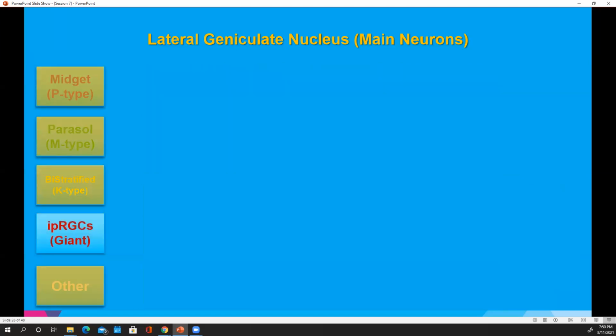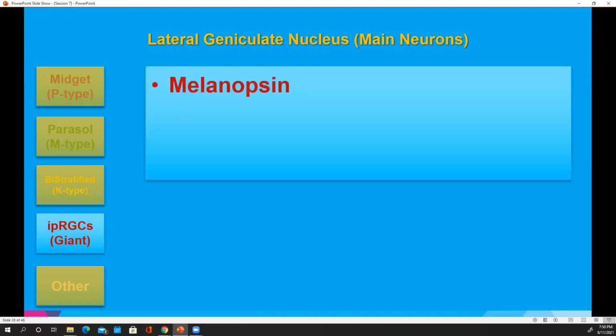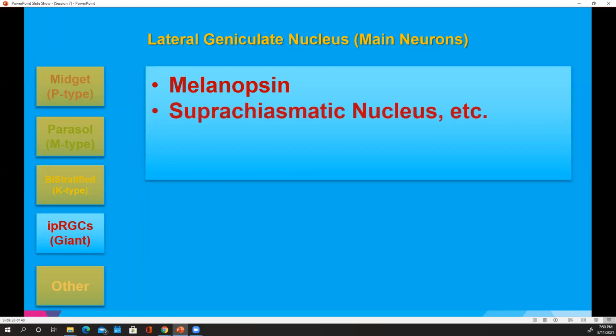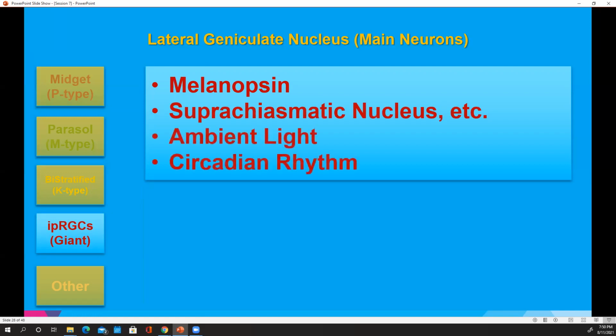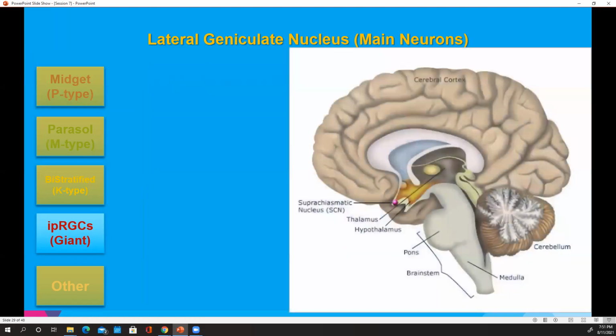So great. Let's go to the ipRGCs. Giant, right? Well, where is he? Melanopsin. I already told you. Ambient conditions, can respond on his own. Where does he synapse? Suprachiasmatic nucleus, etc., ambient light, circadian rhythm, okay? So that is not the LGN. So let's look at where the suprachiasmatic nucleus is. I wasn't necessarily thinking about this, but here is where it is. I'm drawing it for you.